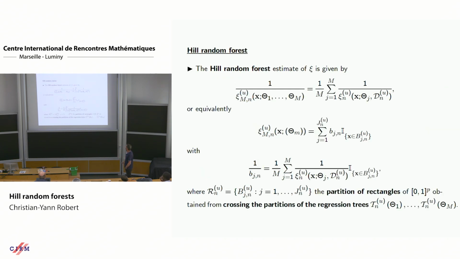Okay, so this is a mathematical expression of what a Hill random forest provides. You have a partition of very small rectangles, B_j, and over each B_j you compute an estimate, which is the aggregation over all the tail regression trees.